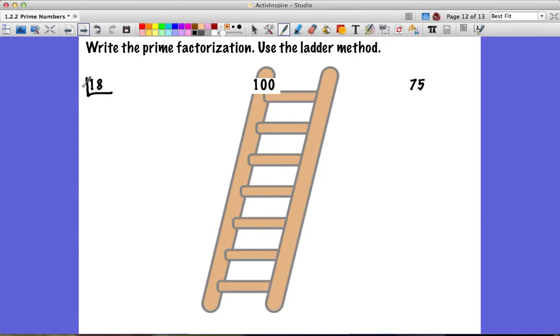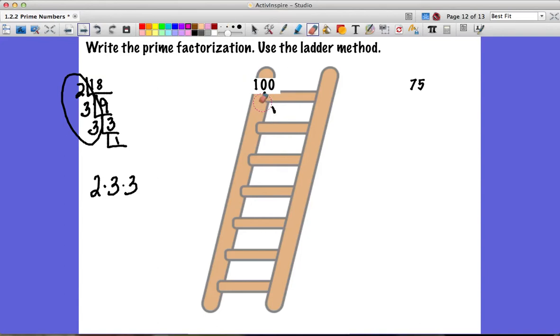All right, 18 I know is divisible by 2. I like using 2 because I know it's prime, and I'd never get confused with that. Okay, but 18 divided by 2 is 9. I know 9 is divisible by 3, and 3 is a prime number. 9 divided by 3 is 3. I know 3 is divisible by itself, and 3 is a prime number, so I get 3 divided by 3 being 1. So the prime factorization of 18 is 2 times 3 times 3.